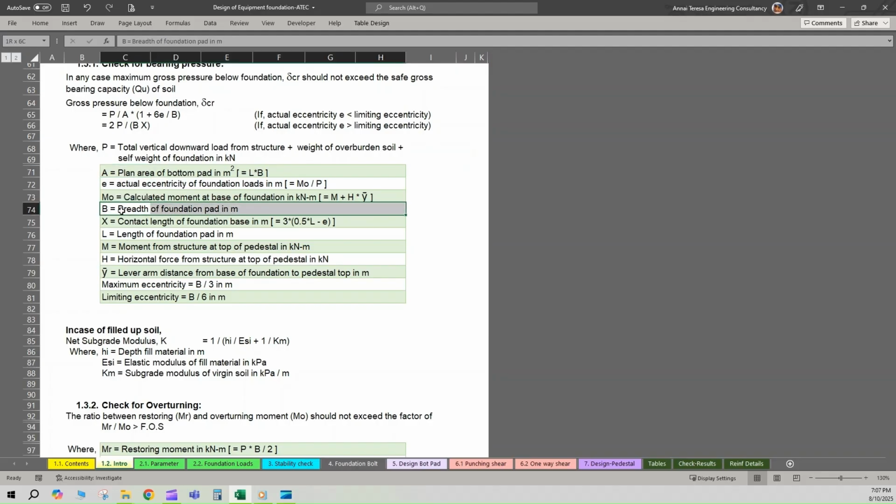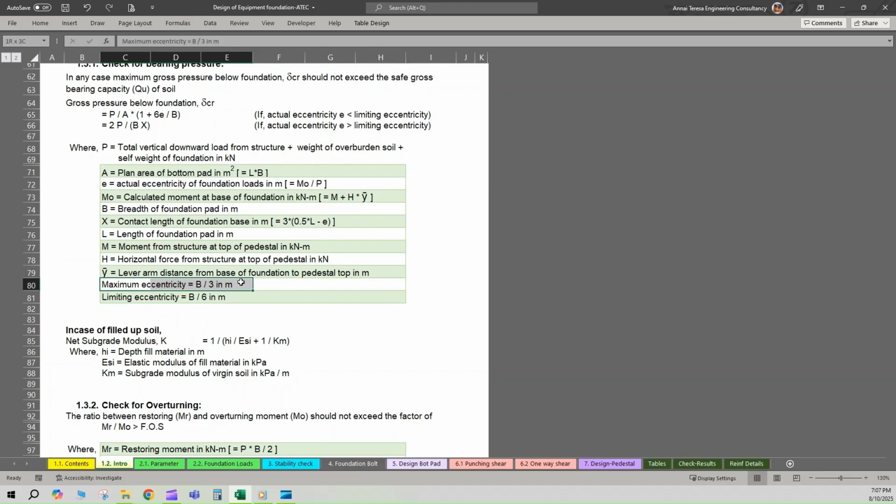So this breadth, we already saw, is the breadth of the foundation B, and X is the contact length of the foundation base, which has the equation 3 into (0.5 L minus e), where e is the eccentricity. We need to apply this equation in the second equation of the ground pressure below foundations if the actual eccentricity is greater than the limiting eccentricity. The limiting eccentricity is B by 6 or L by 6, where B and L are the breadth and length of the foundation bottom pad, in meters.